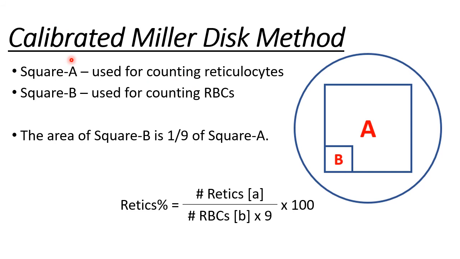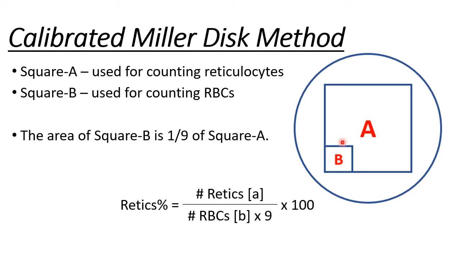Okay. How about the counting? You can identify them, but how do you count? So, we make use of a calibrated mirror disc. And what does it look like? It is usually placed in the eyepiece of the microscope. So, what you will see is like this. Okay? We have two squares, a smaller square and a bigger square. The bigger square is square A, the smaller square is square B.